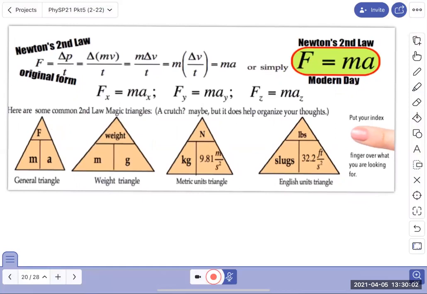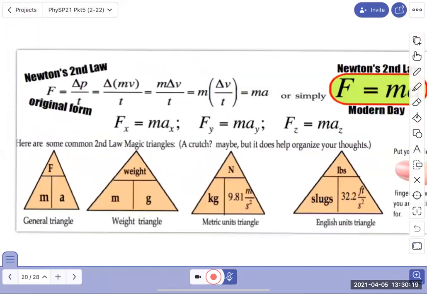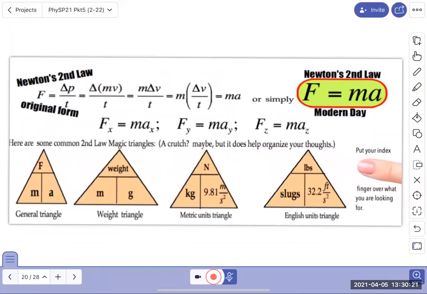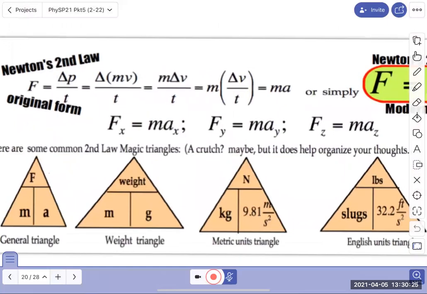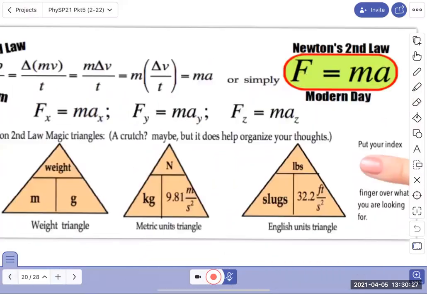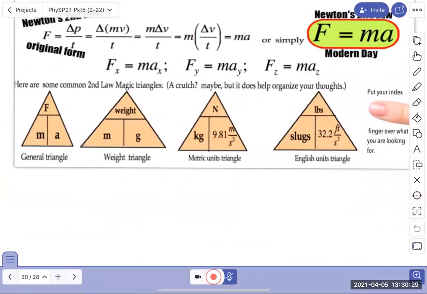this is the top of the sheet you're going to get. I think this will be the 13th equation sheet. It's not finished yet. This is the top part of it. I'm still working on the bottom part. I'll probably release it next week or something. But this first thing shows you how to get from Newton's original second law to his modern day second law. And then we have these magic triangles.